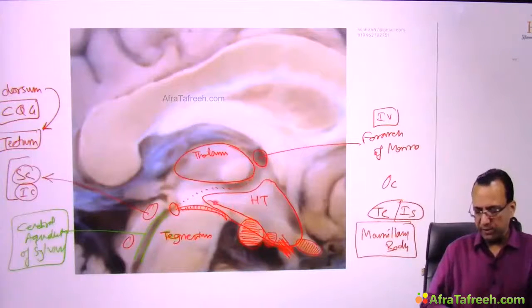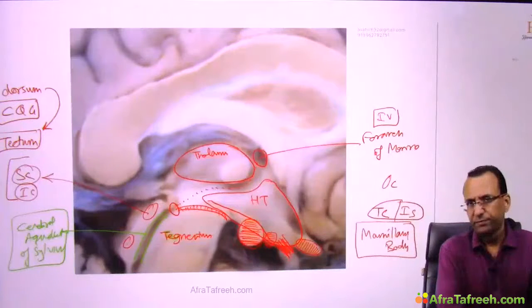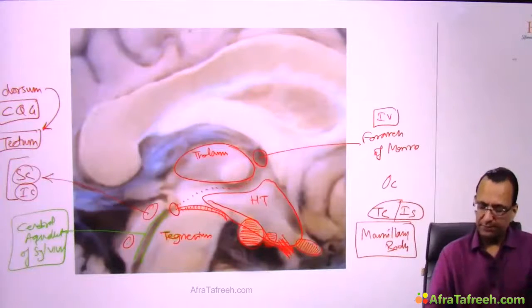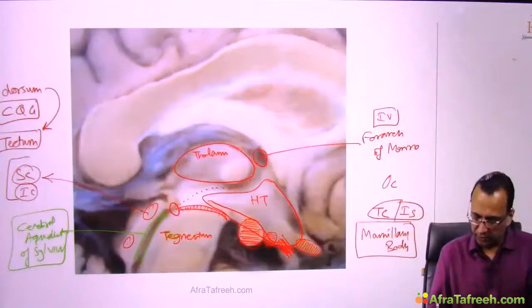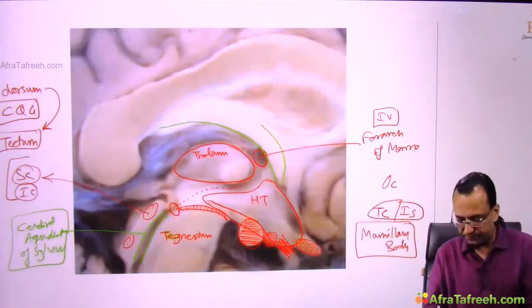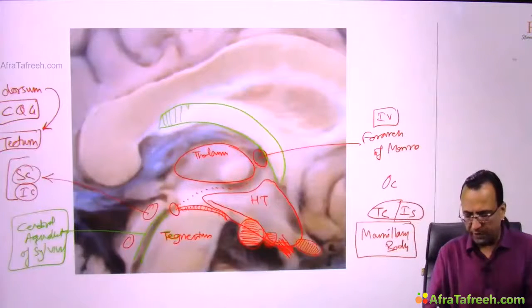Can you tell me what is the roof of the third ventricle? Okay. Roof of third ventricle is this structure. Do you know this structure? Yes, the fornix.